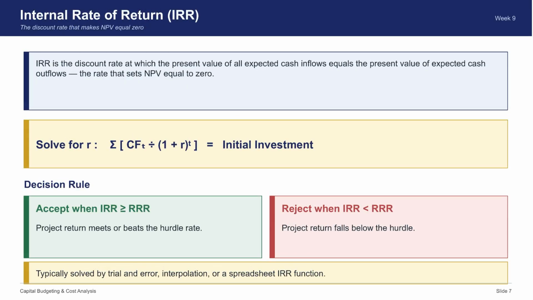Internal rate of return, or IRR, measures the project's earned percentage return rather than its dollar value. It's the discount rate that makes the value of cash inflows equal outflows, setting NPV to 0. Accept if IRR is greater than or equal to the required rate, reject if lower. Solved with a calculator or Excel's IRR function.